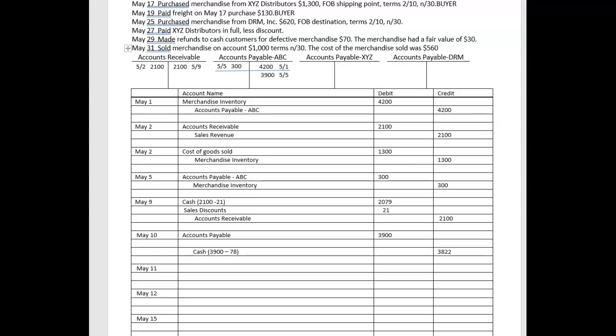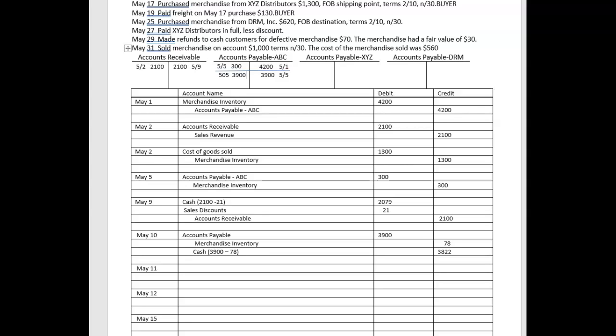Now, this discount was on a purchase. When a company has a discount on a purchase, the discount amount is applied to the inventory. So we are going to credit merchandise inventory for the 78 to reflect that the inventory was not paid full price, so we want to reduce the inventory, or credit it, for the amount of the discount.